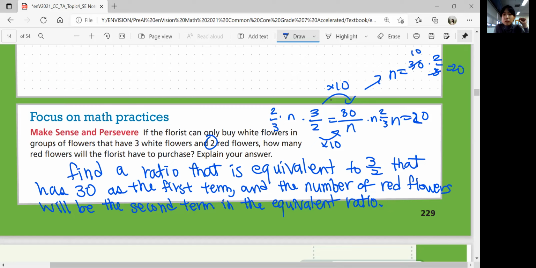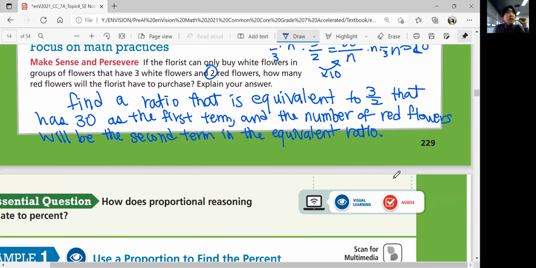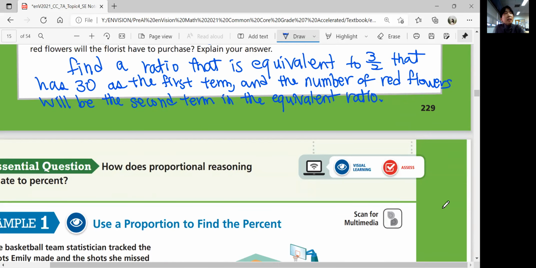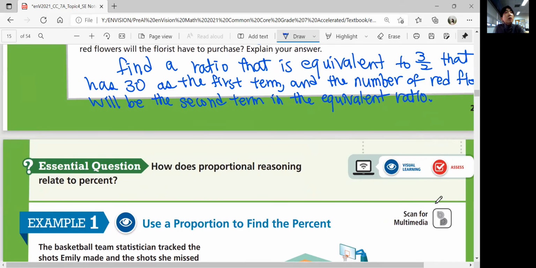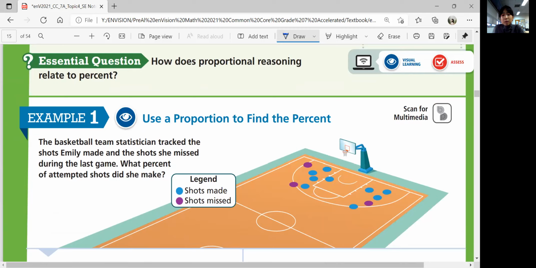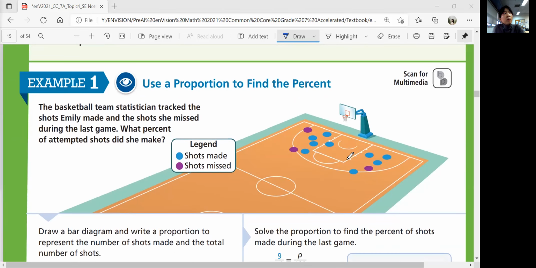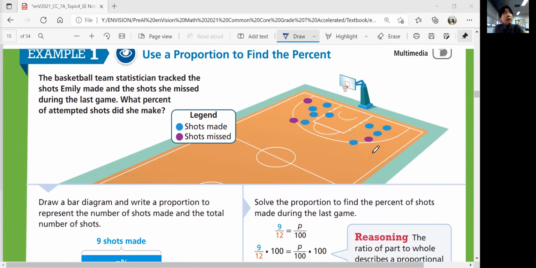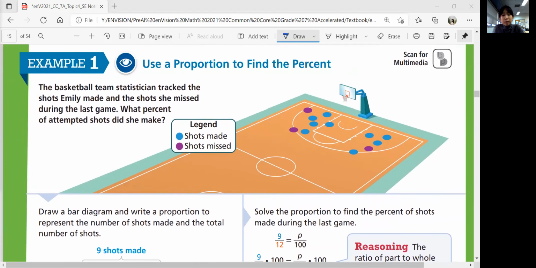This is just a preview of the lesson. So the essential question for this lesson is, how does proportional reasoning relate to percent? Let's look at example 1. Use a proportion to find the percent. The basketball team's statisticians track the shots Emily made and the shots she missed during the last game. What percent of attempted shots did she make?